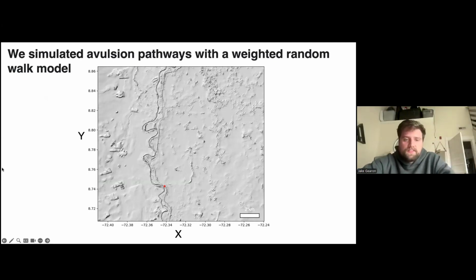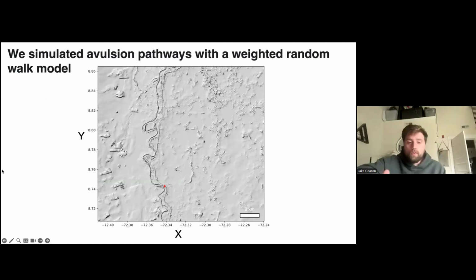Okay, so this is the last thing. So what we can do here now is test this, because we have a... well, let me back up here. What I'm showing you here is a digital elevation model of the Rio Zulia, and it's in Venezuela.